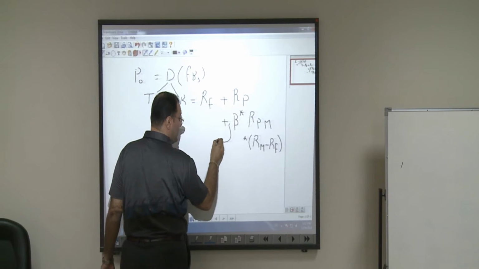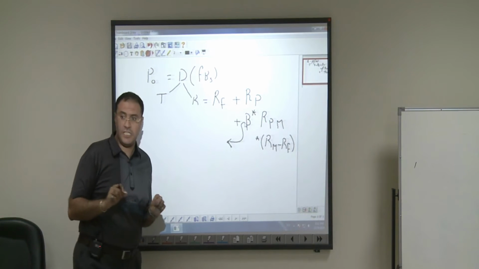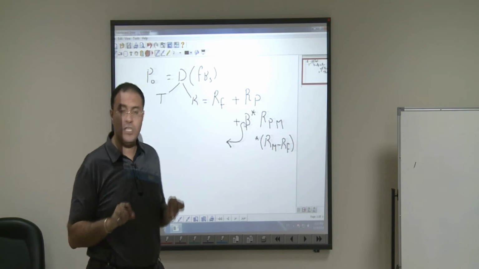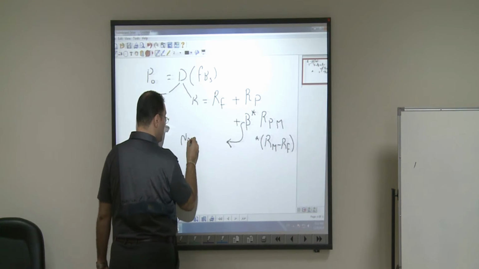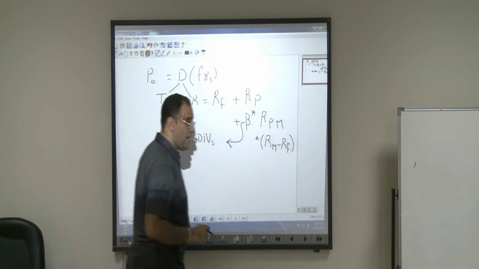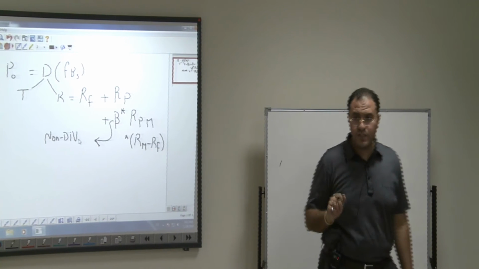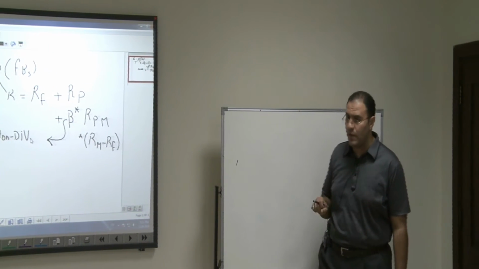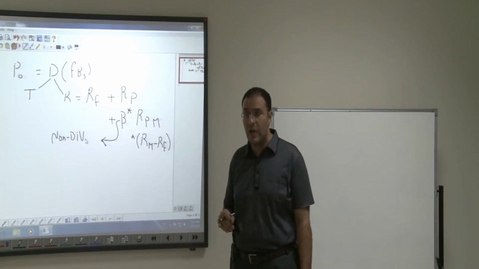Now, what is beta again? It's the non-diversifiable risk. Beta is non-diversifiable risk quantity, and you know why? Because why is beta non-diversifiable?